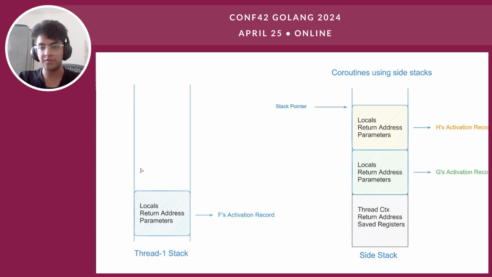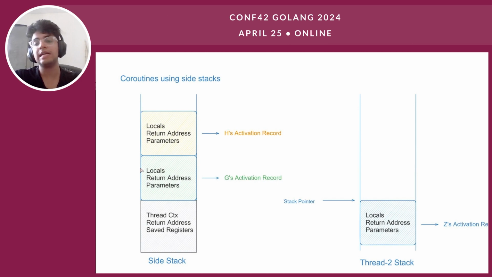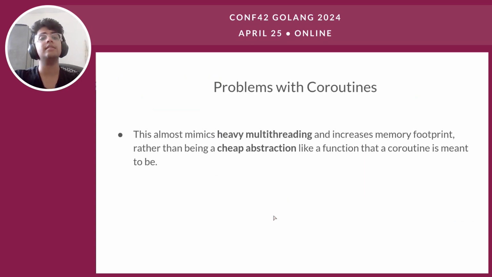Now, what if there is another function, not F, but some other function that's interested in the outputs that these coroutines are producing? Well, you can think of it as a second stack. You have a thread 2 stack. This is different from F's stack, and you have some function Z that's running over here with the stack pointer now. When the control comes to Z, the stack pointer has to move over here into the second stack with all the thread context and everything else. So this almost starts mimicking heavy multi-threading, which increases the memory footprint rather than the cheap abstraction that coroutines were meant to be in our previous examples, right?